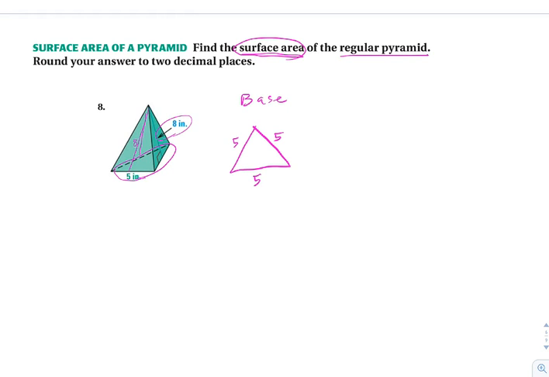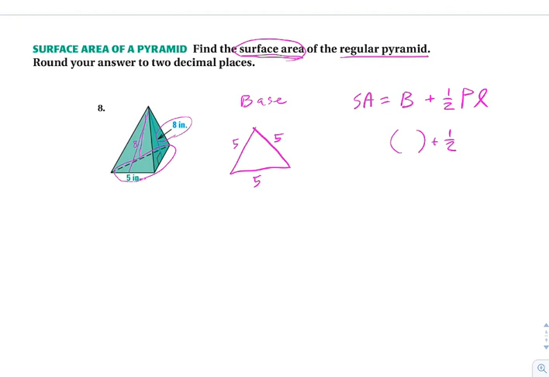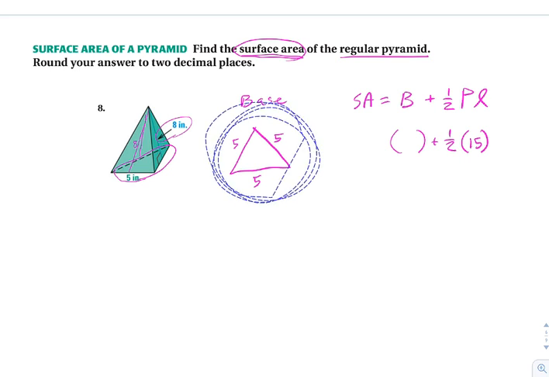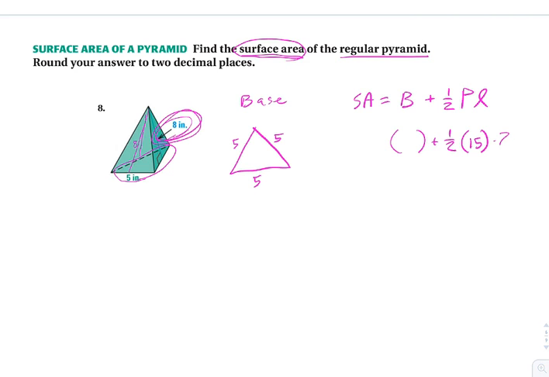So my formula says I need the surface area to be the area of the base plus 1/2 perimeter times slant height. Well, I don't have the area of my base yet, but 1/2, well, the perimeter of my base is obviously 5 plus 5 plus 5 is 15, just adding up these sides over here as the perimeter of my base. And then the slant height is given in my picture. The slant height is 8. So times 8.